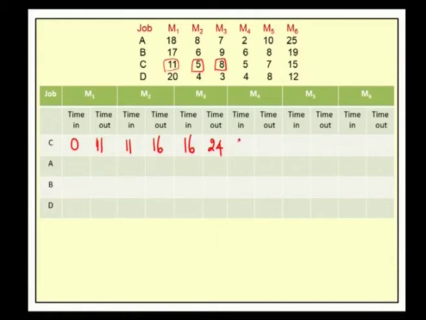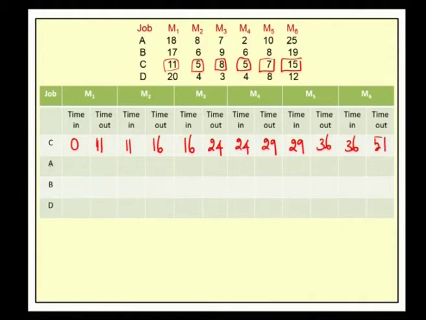Now, machine 4 starts its work at the 24th hour and it takes 5 hours to complete job C, therefore 24 plus 5 is 29. Machine 5 starts its work at the 29th hour and it requires 7 hours to complete that job, therefore 29 plus 7 is 36. Machine 6 starts its work at the 36th hour and it requires 15 hours to complete that work, therefore machine 6 completes job C at 36 plus 15, which is 51 hours.